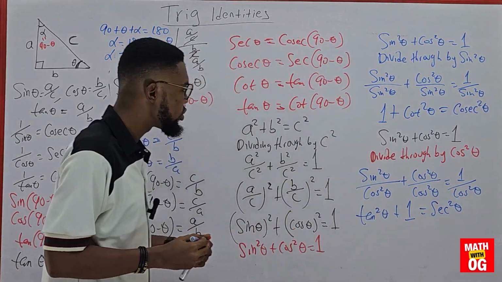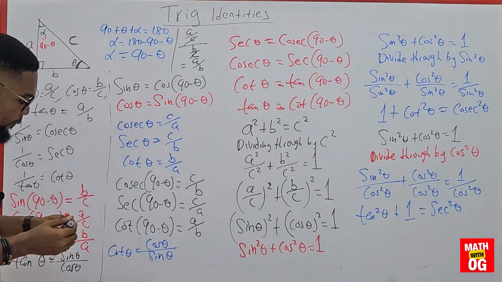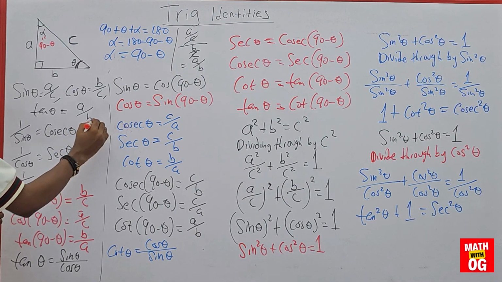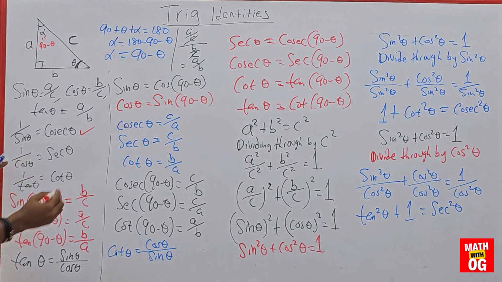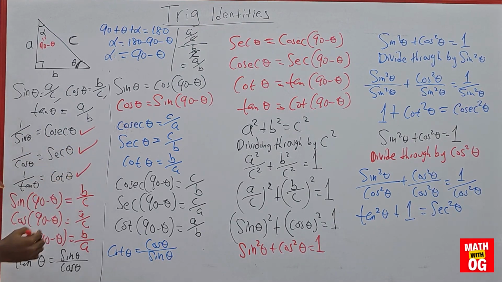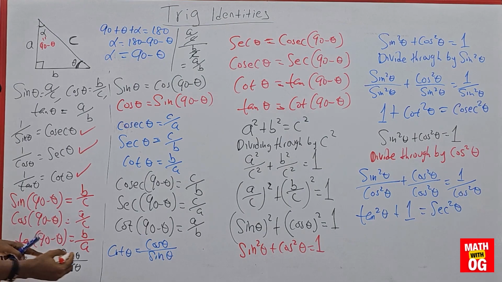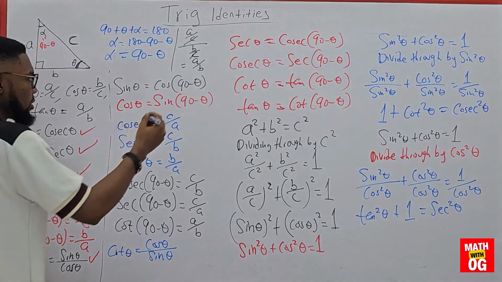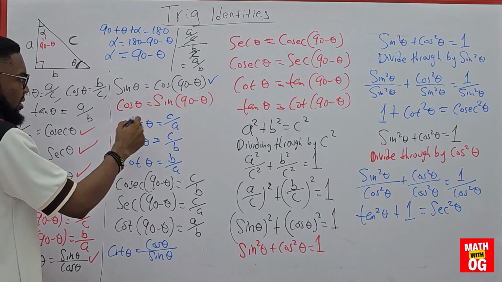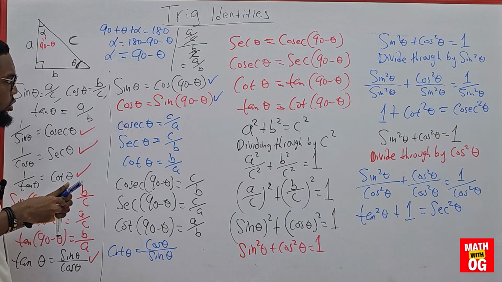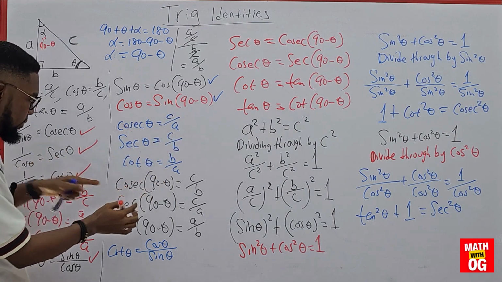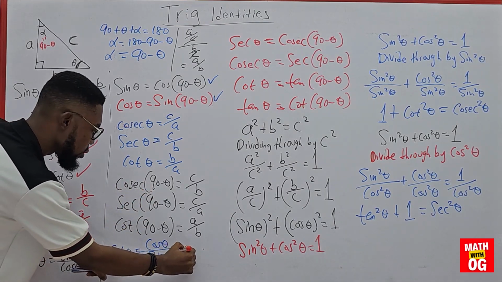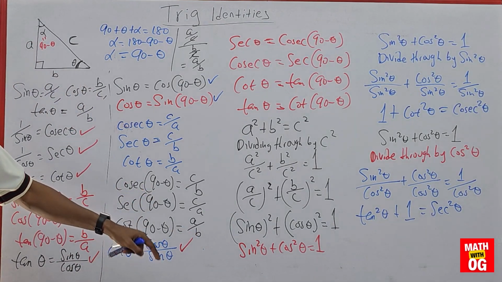So what are the trig identities that you should take note of from this video? These are the trig identities you should take note of. Number 1, 1 over sine theta is equal to cosec theta. 1 over cos is sec, and 1 over tan is cot. Similarly, tan is sine over cos. Then sine theta is cos 90 minus theta. Cos theta is sine 90 minus theta. You should also take note that cot theta is cos over sine theta.